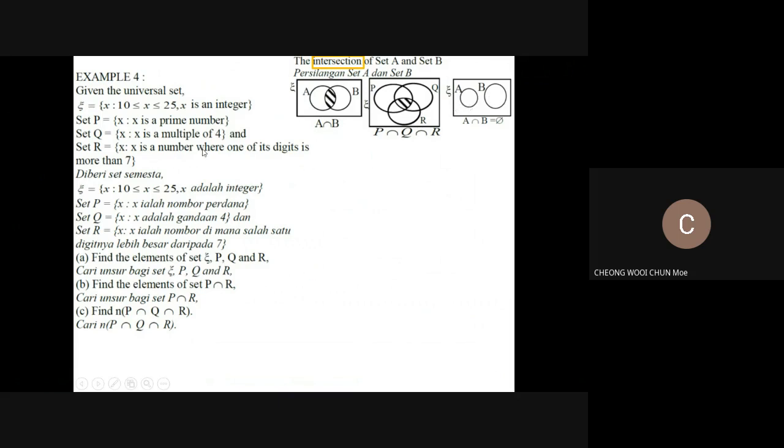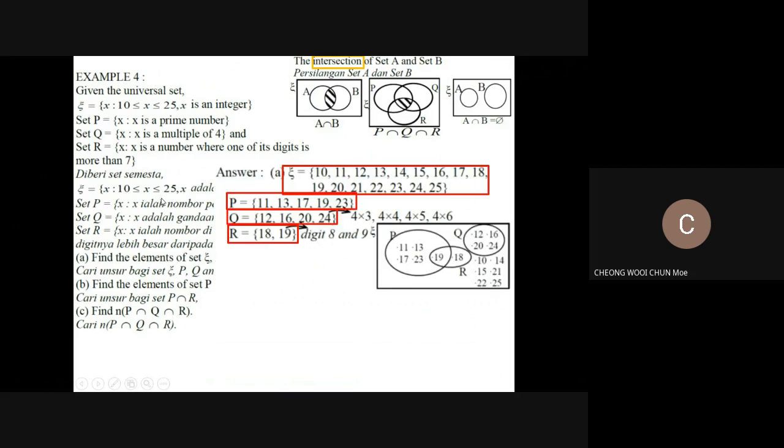Okay, so this is the universal set. Given the universal set is from 10 to 25, including both ends. So it's 10, 11, 12, 13, 14, 15, 16, 17, 18, 19, 20, 21, 22, 23, 24, 25. So we list out everything first, 10 to 25. You must list out, it's easier to find.